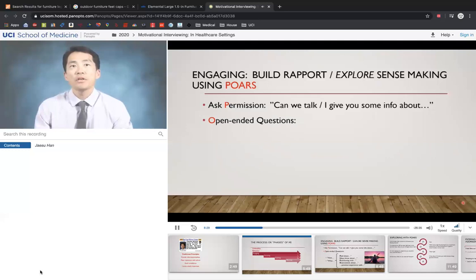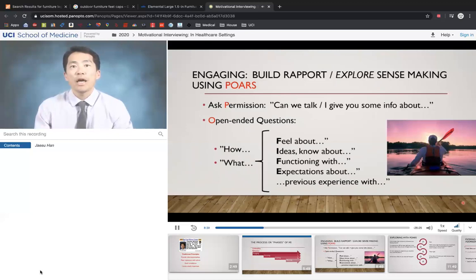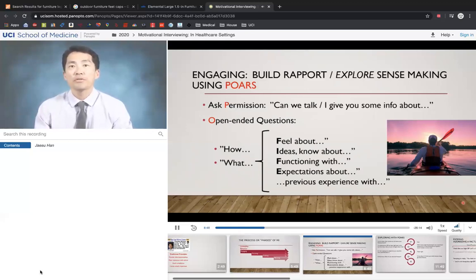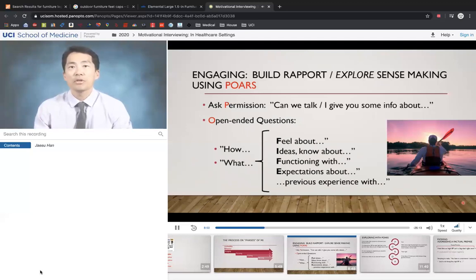The second letter in POARS is the open-ended question. These open-ended questions begin with how, what, where, why, and they end with the question of how does a patient feel about their health condition? What do they know about, for example, diabetes, about high blood pressure? How are they dealing with their diabetes? What do they expect from the medication? What do they expect from the illness?